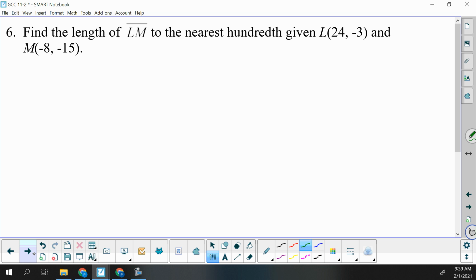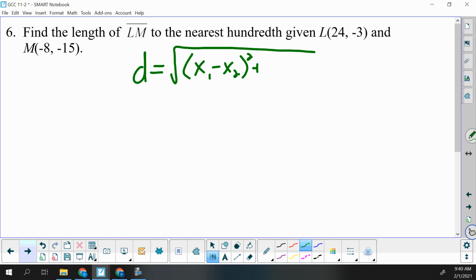All right, moving on to page 11. We want to find the length here to the nearest hundredth. Well, if you want to find the length, that means you want to find the distance between the points. So we want to think of our distance formula that we saw earlier in the video. So that's d equals the square root of (x1 minus x2) squared plus (y1 minus y2) squared. That is something you're going to have memorized. It comes up on the Regents, and it's not going to be on a formula sheet or anything like that.